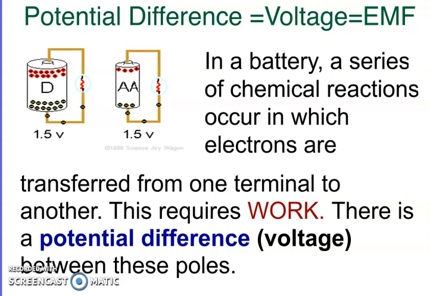going to require work. And if you remember from our study of work, work can be defined as a force times a distance, or as the change in energy. In the case of a circuit, we say that there is a potential difference, or voltage, that exists between these poles. That's why we have 1.5 volt batteries. That means there is a difference in energy between those poles of 1.5 volts. And so that is one way we define voltage. It's the potential difference between two poles of a battery.